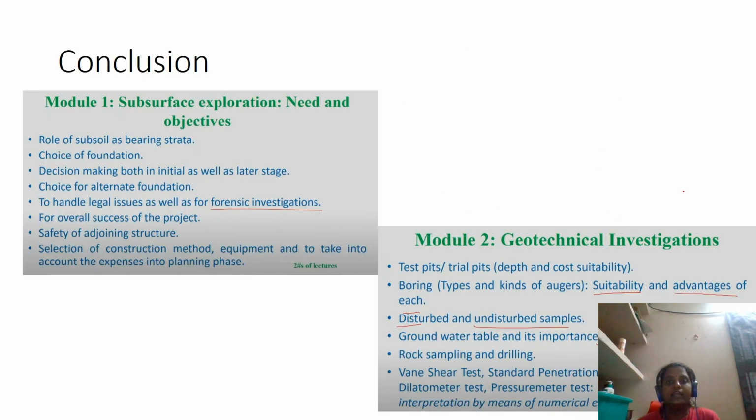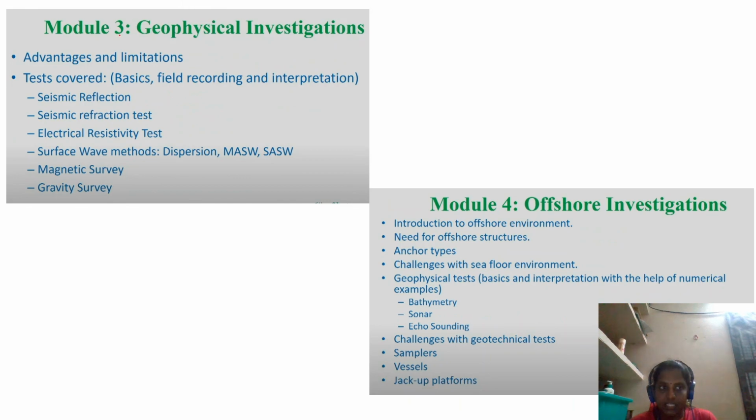We are drilling and causing some destruction to the area, and we cannot do this for the entire site. If you want to cover the entire site, we can go for geophysical investigation, which is non-destructive testing. We saw the various advantages and limitations and different types like seismic reflection survey, refraction survey, electrical resistivity, surface wave methods like MASW, magnetic survey, and gravity survey.